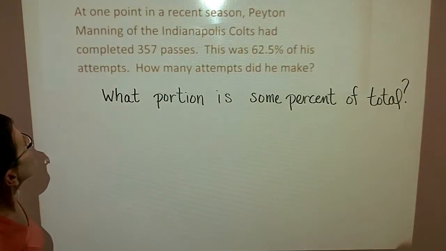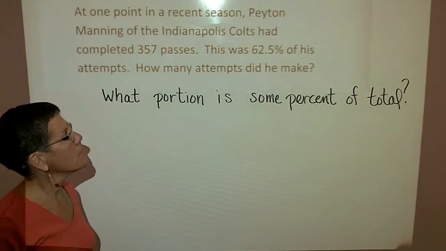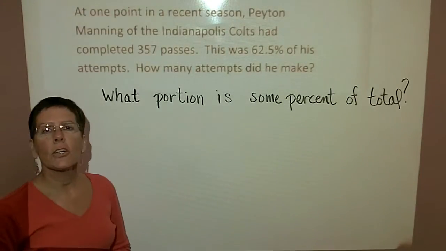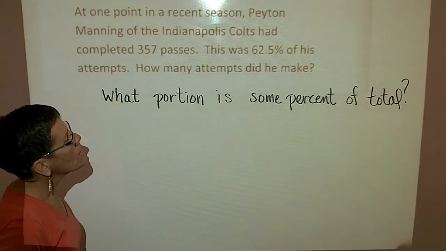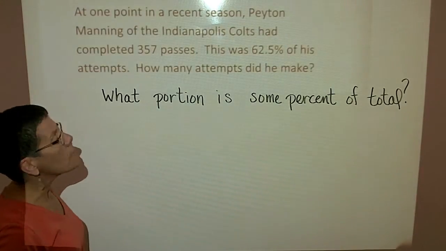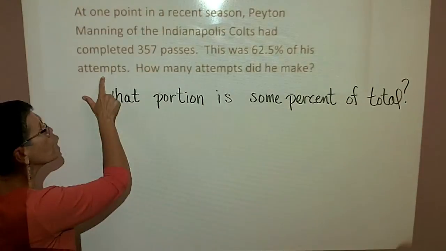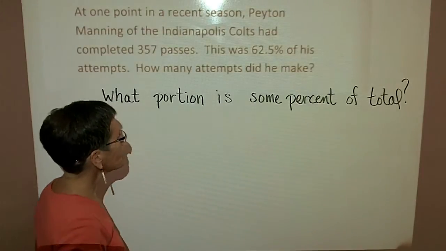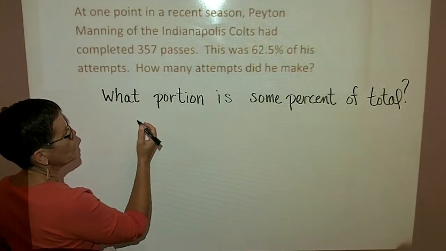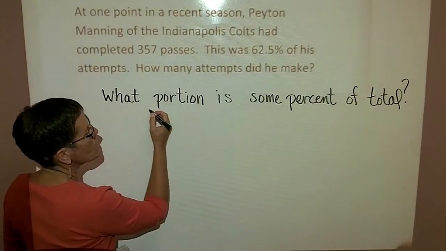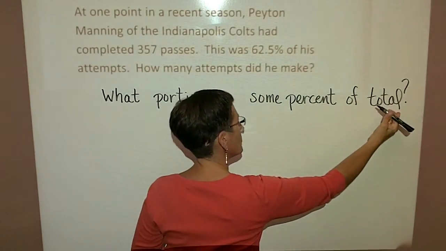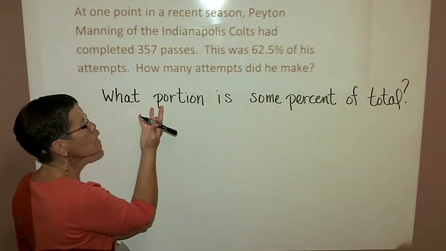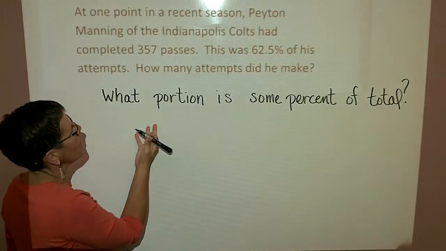The story problem: at one point in a recent season, Peyton Manning of the Indianapolis Colts had completed 357 passes. This was 62.5% of his total attempts. I'm adding a word in here, of his total attempts. How many attempts did he make? So I want to know his total number of attempts, and he makes some percentage of those total, and these would be his successful passes.